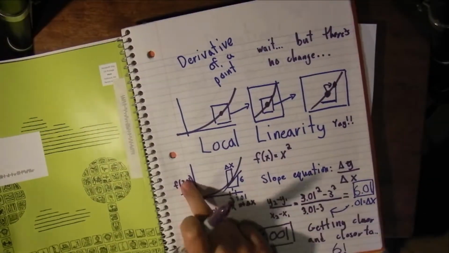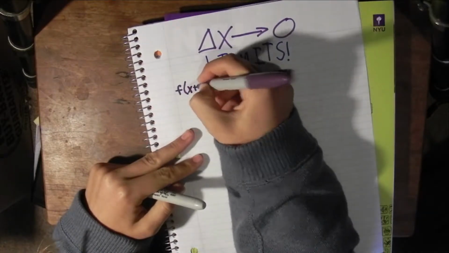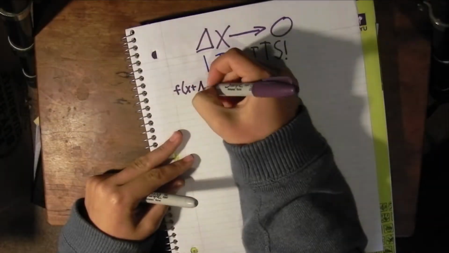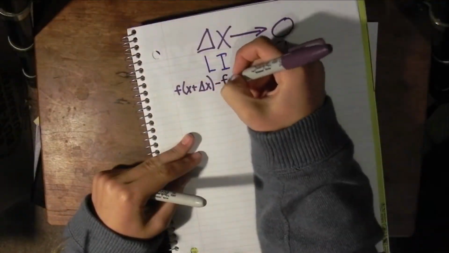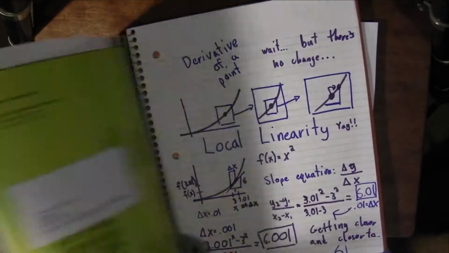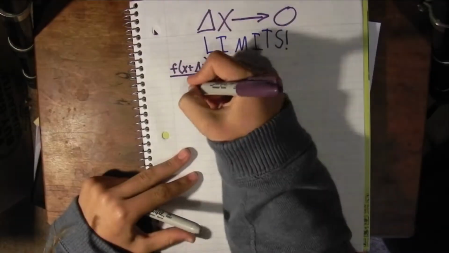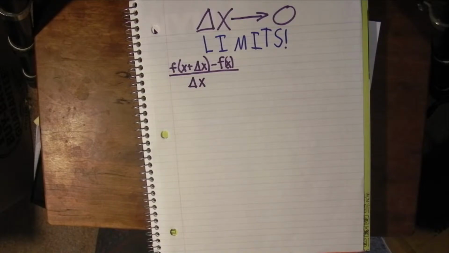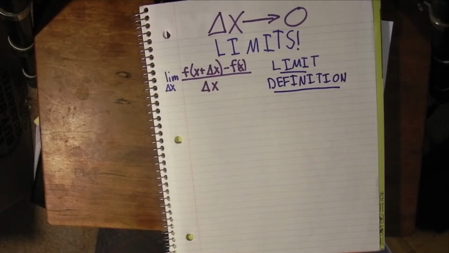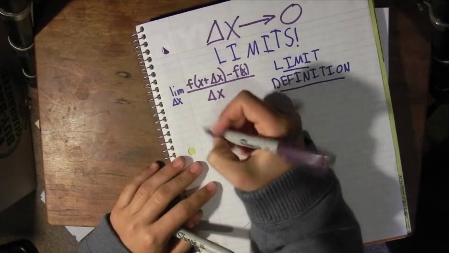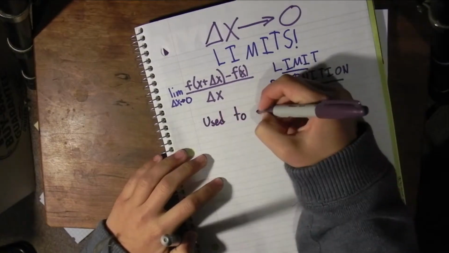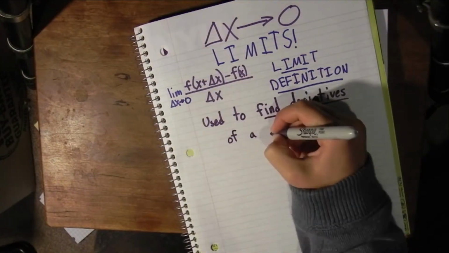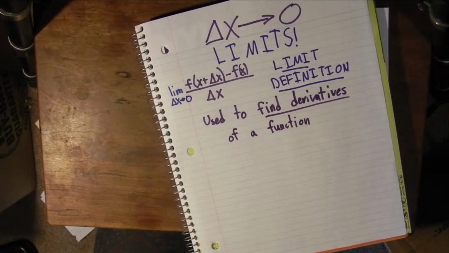Let's see. It was y2, which is f(x plus delta x), minus f(x), all over delta x, right? So now this is our equation. This is called the limit definition. Wait, but where is delta x going? Oh yeah, to 0. This generalized function is used to find derivatives of a function. Once you find the derivative of a function, you can just plug in your x and get your derivative.